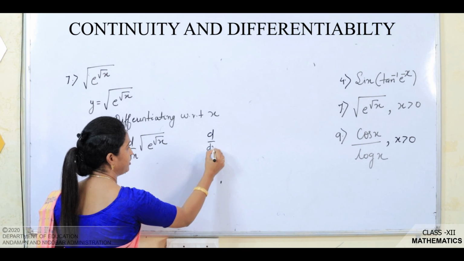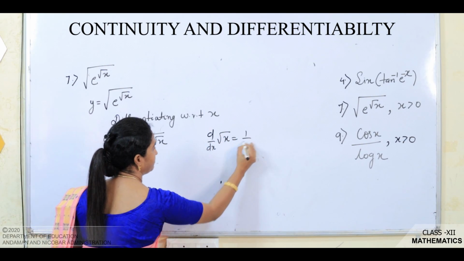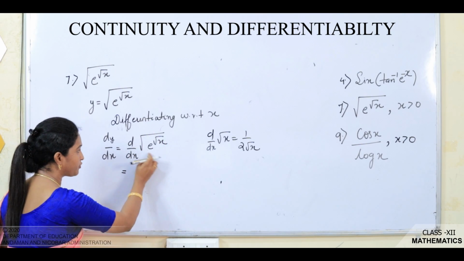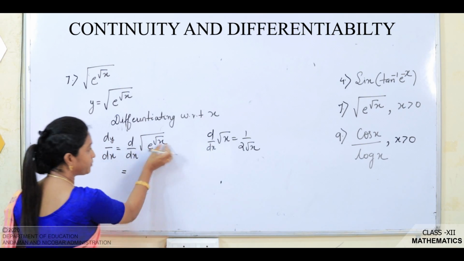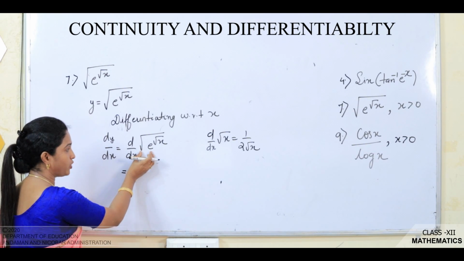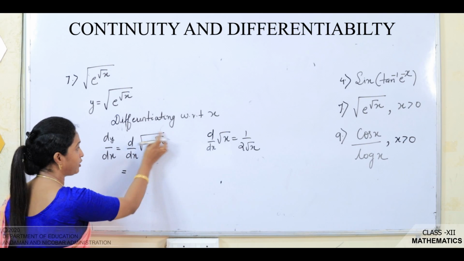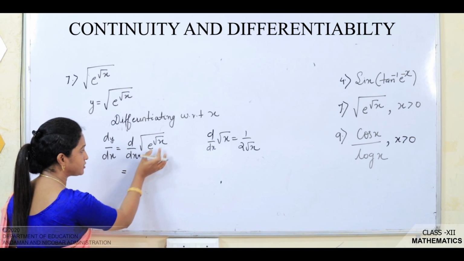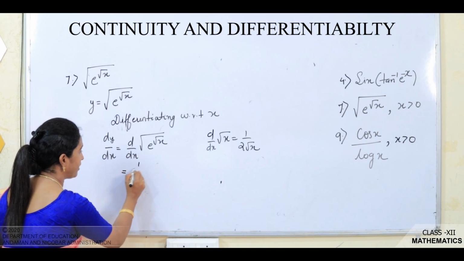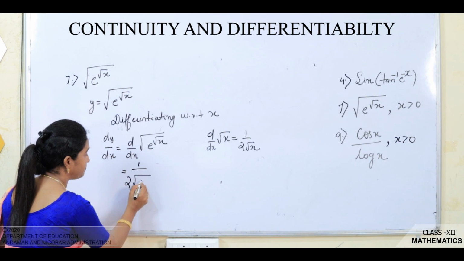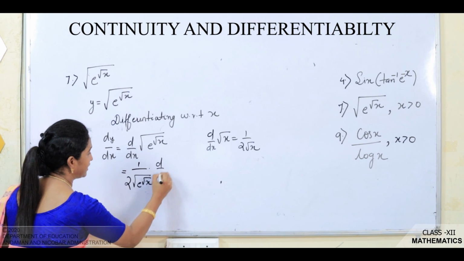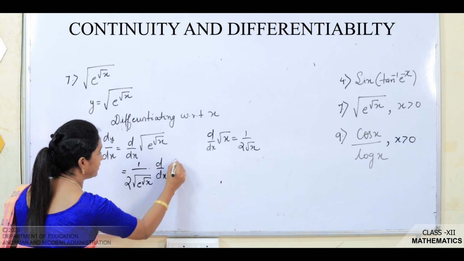I have already explained to you the derivative of root x is 1 by 2 root x. Clear? So, here in place of root x you have e to the power root x. So, that means root of something you have. So, what will be the answer? First you are going to differentiate root of x. In place of x only e to the power root x is there. So, root of x is 1 by 2 root x, but in place of x you are going to write down e power root x. Again apply chain rule, d by dx of e power root x.